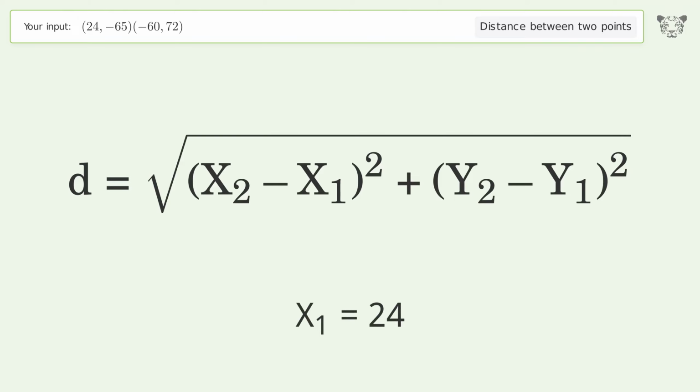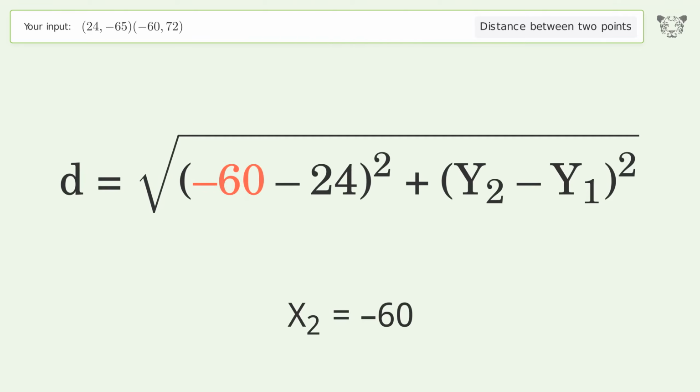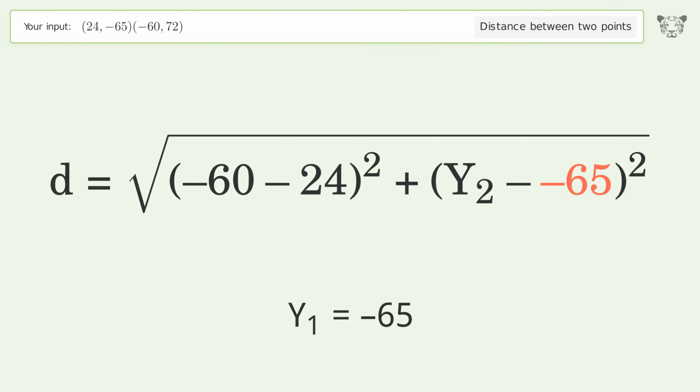x1 equals 24. x2 equals -60. y1 equals -65. y2 equals 72.